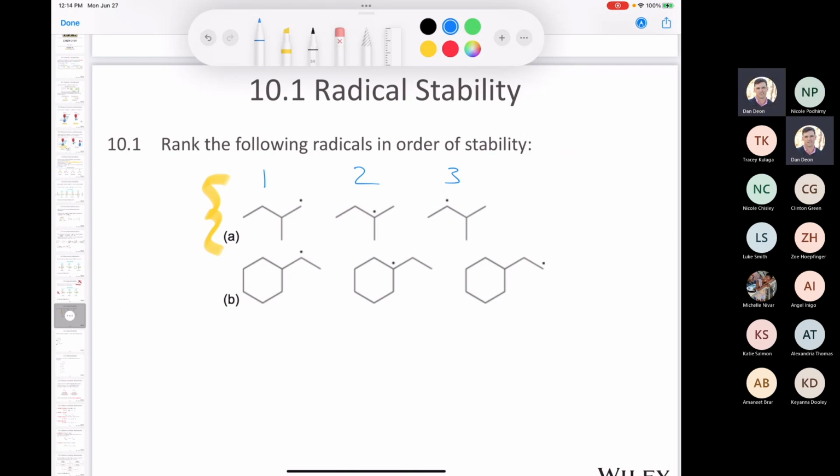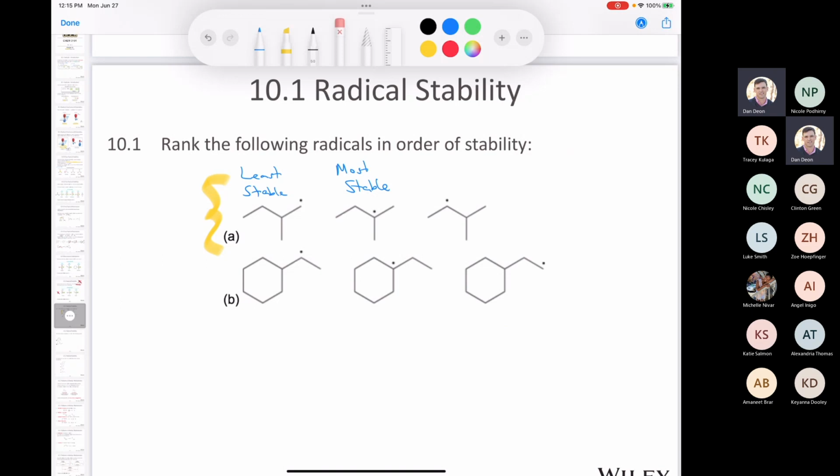Yes, my students are 100% correct. So I'm just going to write here, I'll put most stable. Which one would be the least stable? Anybody? Which one's just not stable, not happy? Yeah, absolutely. So number 1 would be the least. So we'll put least stable here. Then we'll put the middle one as being the most, and then the other one is somewhere in the middle.